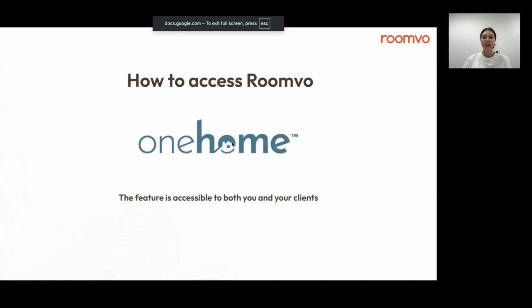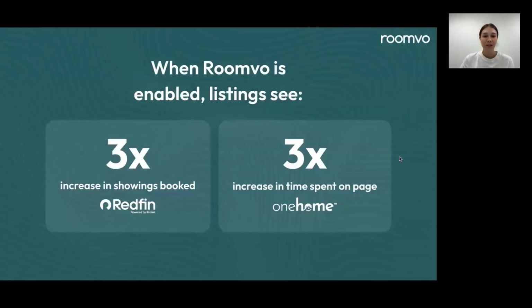Okay, so that is the demo of Roomvo in a nutshell, and the features that are accessible to you. I've talked a lot about the home buyer side and how the consumer is actually interacting with this tool, but we do have some data to share from Redfin and One Home that have conducted their own research on benefits that are just baked in naturally for you and having this feature enabled on your listings.